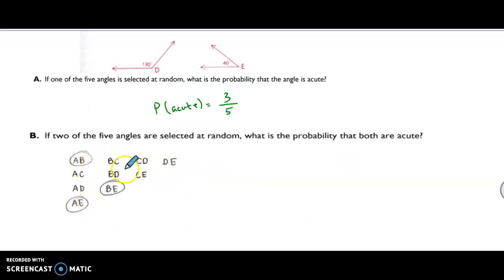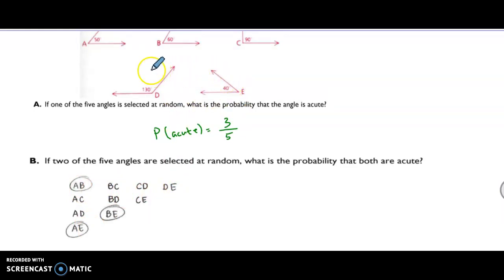Part B says if 2 of the angles are selected at random, what's the probability that both are acute? Here's the list of combinations of 2 of these angles, all right? And there's 10 of those, I believe. And then 3 of them are the ones where they are both acute, all right? So the probability here where they are both acute, okay, is 3 out of 10, all right? And generally for probability, we're going to leave it as fractions, okay? So that's that, all right? That's 1.4, day 2.